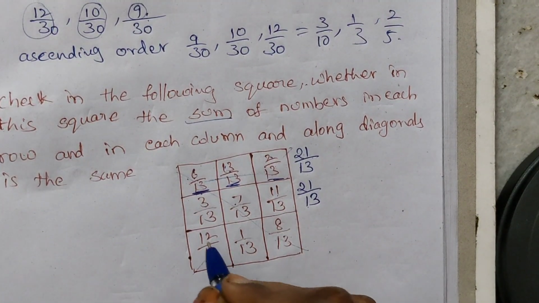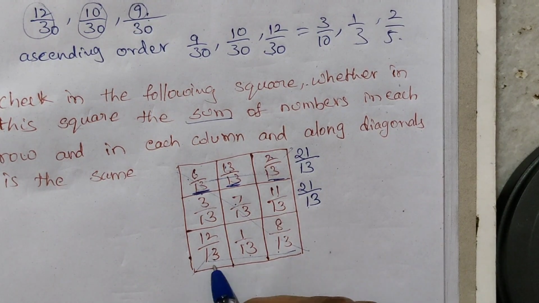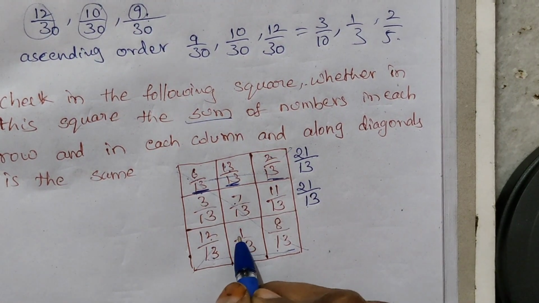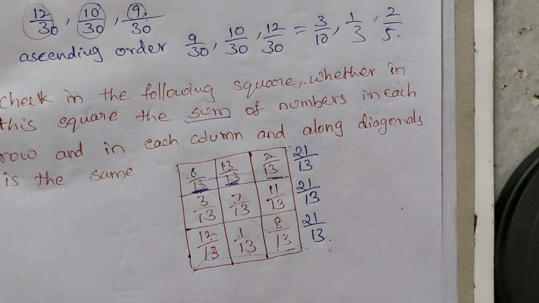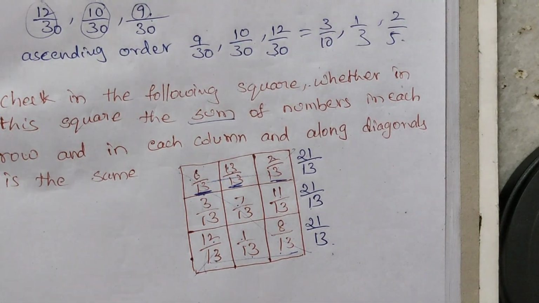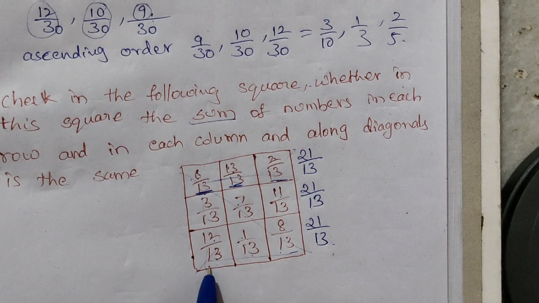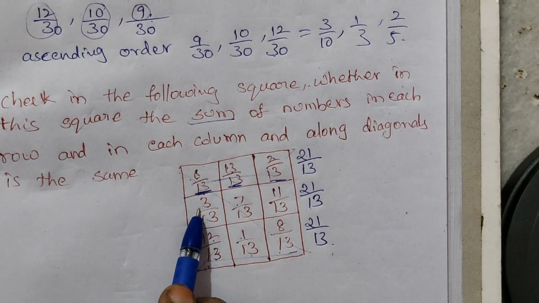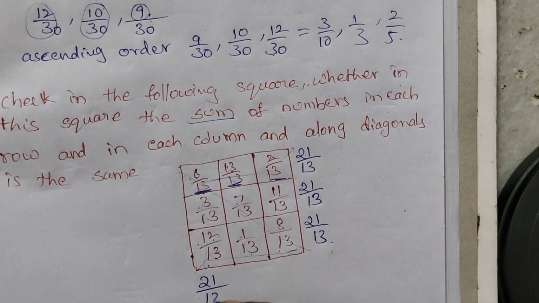Next. 12 by 13, 1 by 13, 8 by 13. Here also we have denominator same. So they are like fractions. So add the numerators. 12 plus 1, 13. 13 plus 8, 21 by 13. Okay. So next I'll add columns. Okay. 6 by 13, 3 by 13, 12 by 13. Here also denominator is same. So add the numerators. 6 plus 3, 9. 9 plus 12, 21 by 13.